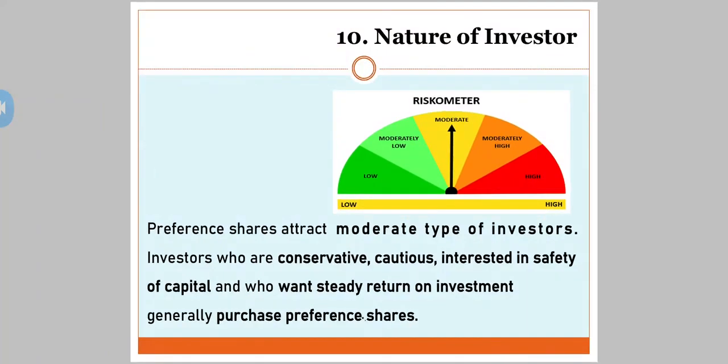Investors who are conservative, who are cautious, who are interested in safety of capital and who want steady returns on their investment generally purchase preference shares. When it's not the nature of a person to take a lot of risk, at that time the person invests in preference shares.